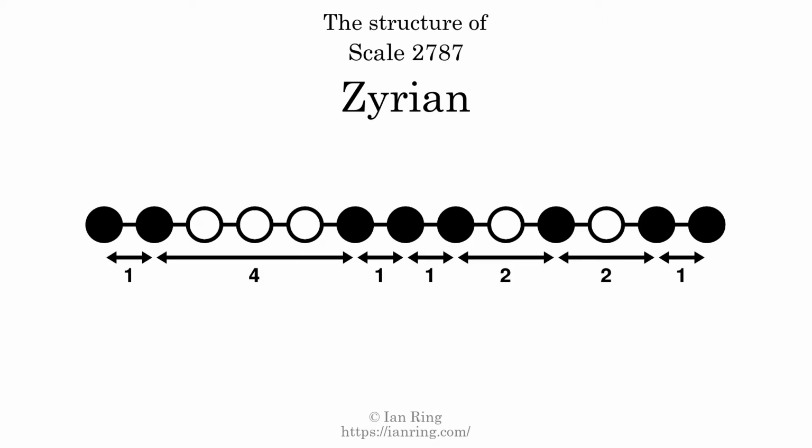The structure of a scale is a description of the interval distance between each successive tone. This scale has a structure of 1 4 1 1 2 2 1.